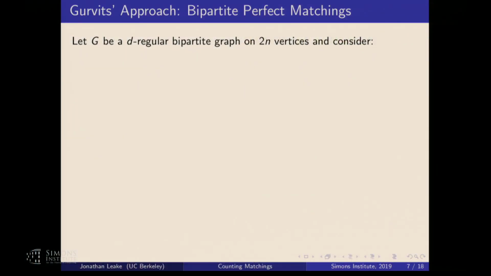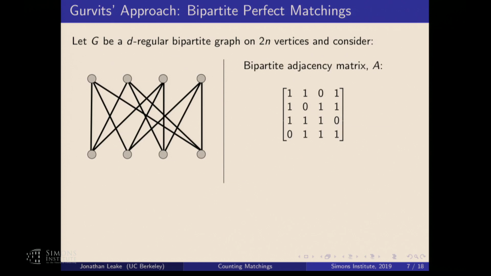Okay. So then let's shift gears, like I said, and talk about Gurvits' approach to this problem of lower bounding bipartite perfect matchings. Okay. So let's say we have some d-regular bipartite graph on two n vertices. Okay, something like this. Here d is 3 and n is 4.